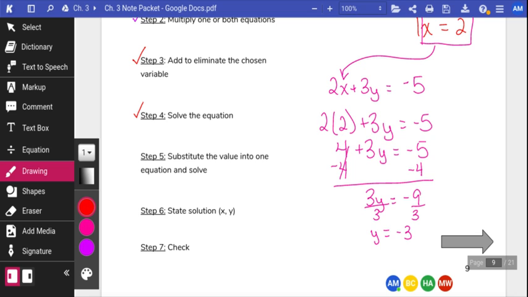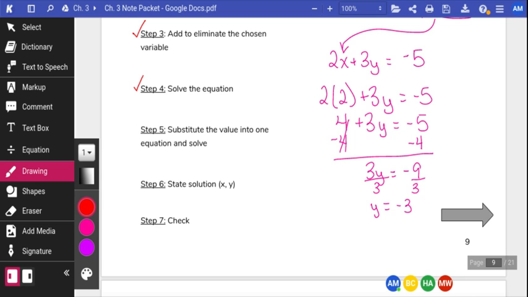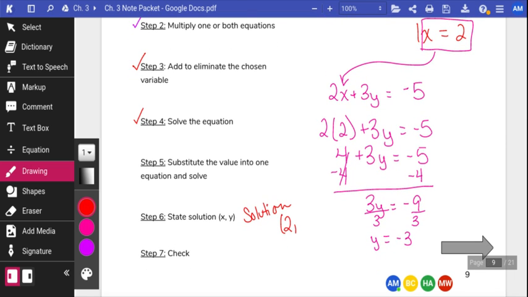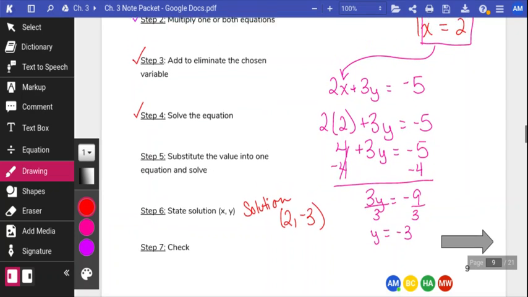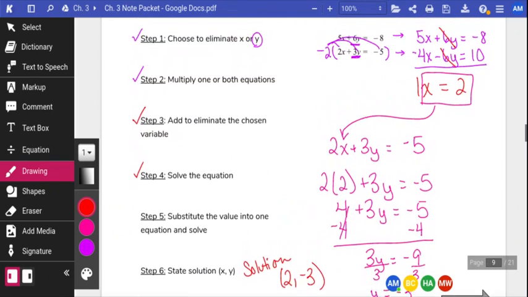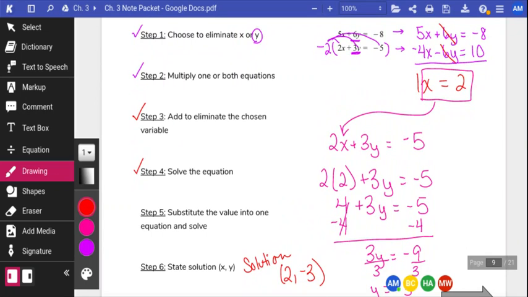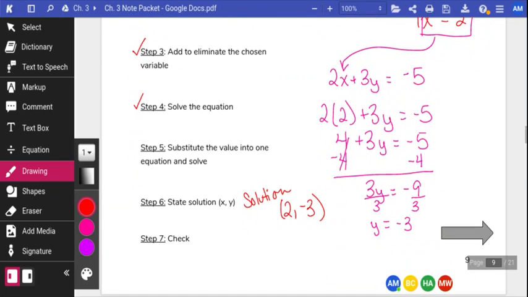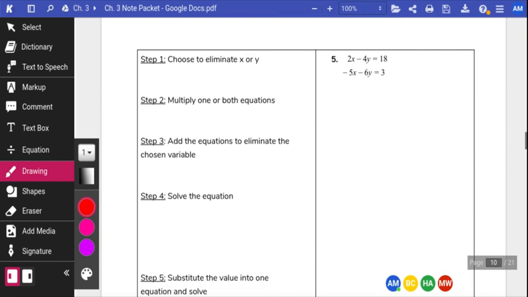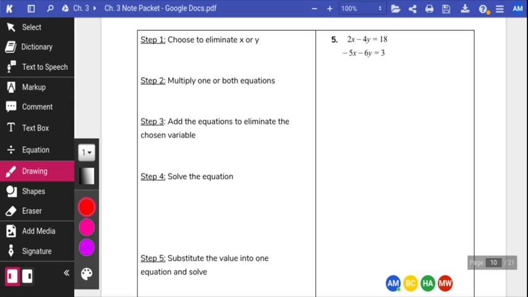Now, just like before, because I am solving a system, I'm going to state my solution. The solution is my x followed by my y. So in this case, my x is 2 and my y is negative 3. And step 7 is always to check. Now again, you can check this graphically, and you can actually use Desmos to check it graphically. But checking it is always a good part of our procedure. But we're going to move on to the next example here.